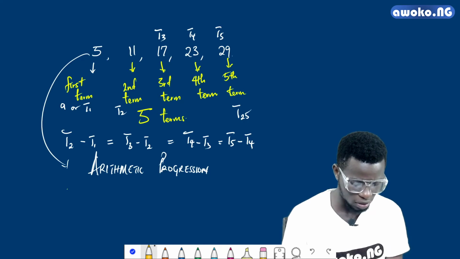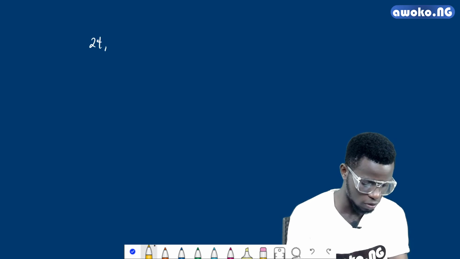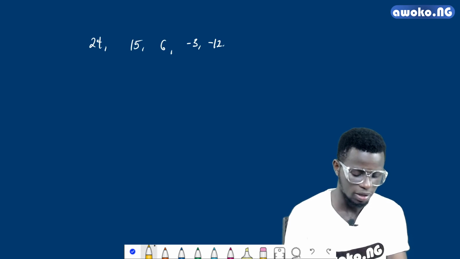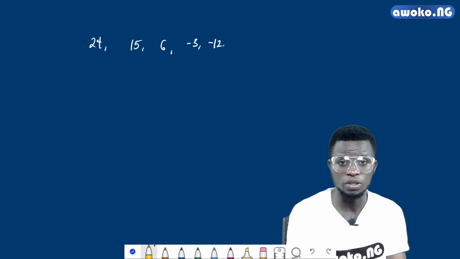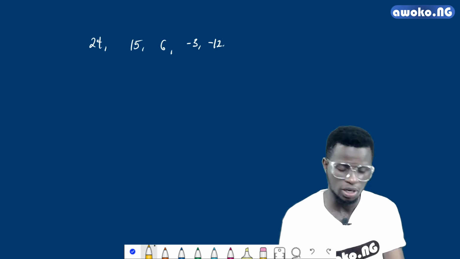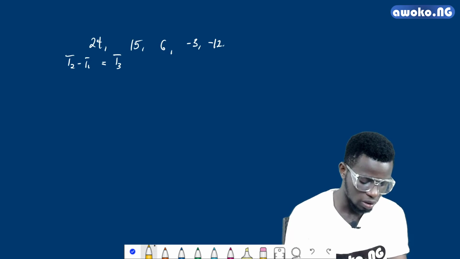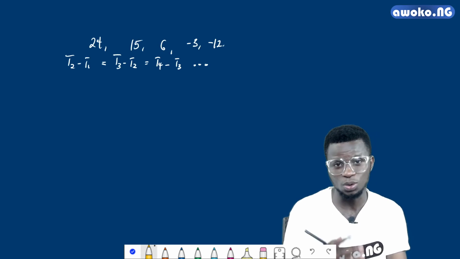Another example we can consider is, let us say we have 24, 15, 6, minus 3, minus 12. Let us say this is another sequence we want to consider. Let's check if it is an arithmetic progression or not. How do we check? It is if T2 minus T1 is equal to T3 minus T2, which is equal to T4 minus T3, and so on and so forth.